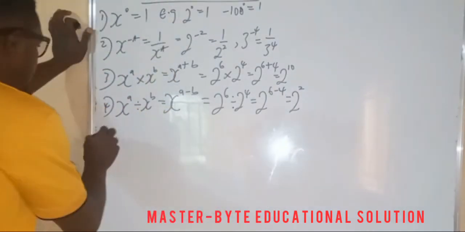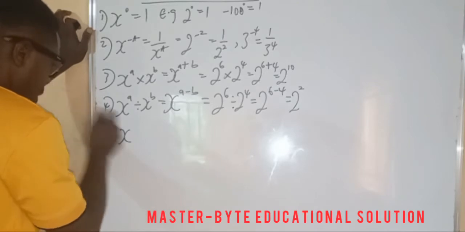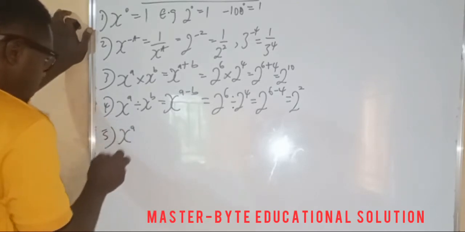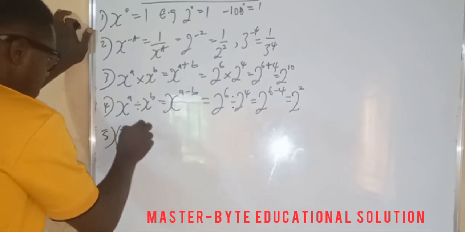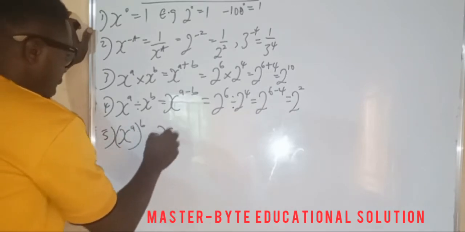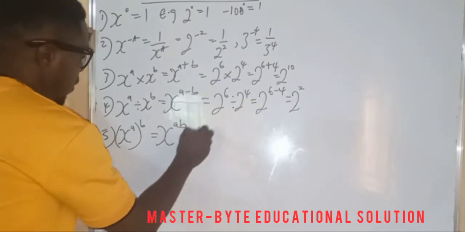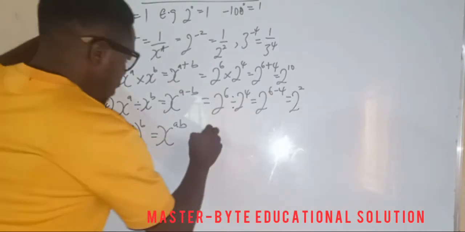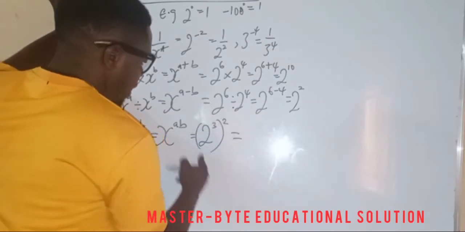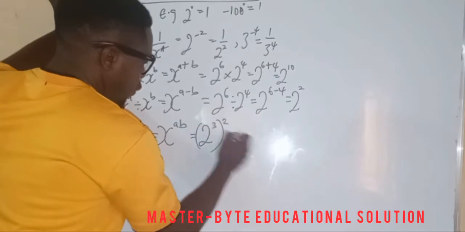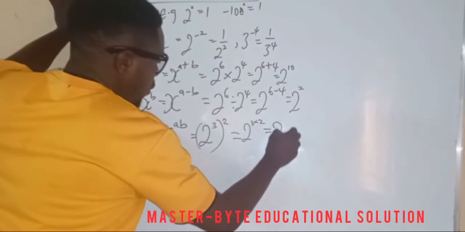Now, the fifth law says that x raised to the power a, bracket raised to b, is the same thing as x raised to power ab, that is a times b. Which means that if you are given 2 raised to power 3, bracket raised to 2, it is the same thing as 2 raised to power 3 times 2, which is 2 raised to power 6.